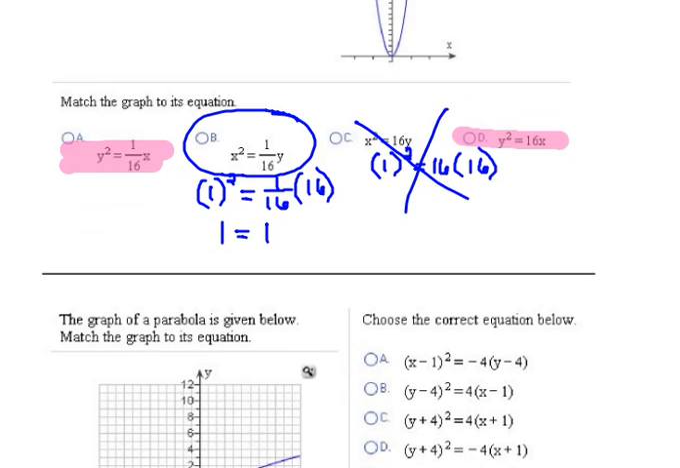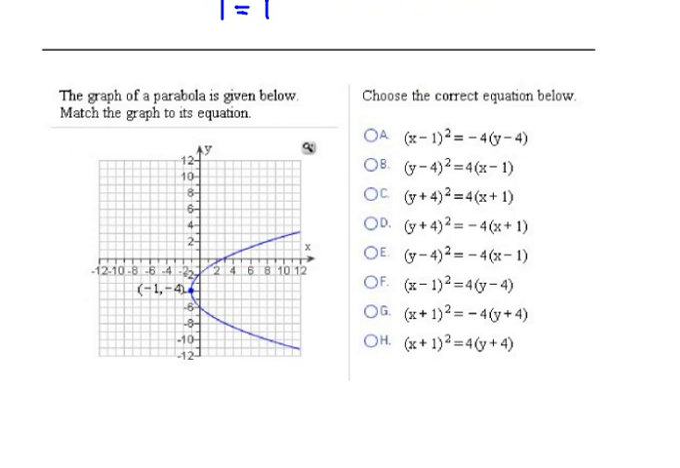Now, this next example is probably actually one of my favorite ones, just because you have so many possibilities here. And this really should be a very easy problem. So I'm going to show you how to, again, use some logic to figure out what it is that you're looking at. So we have our parabola here. They've given us that the vertex is at (-1, -4), and they've given us all of these different possibilities here.